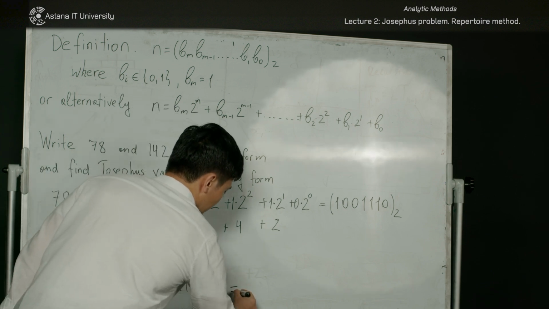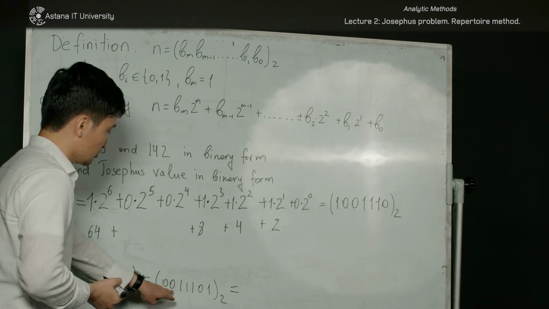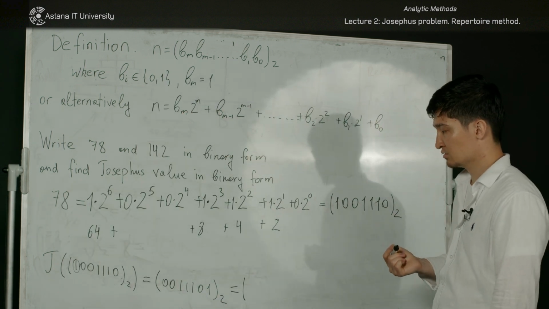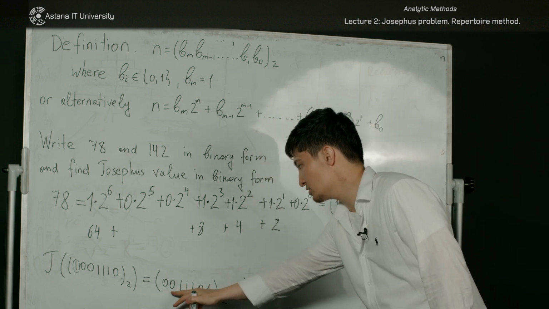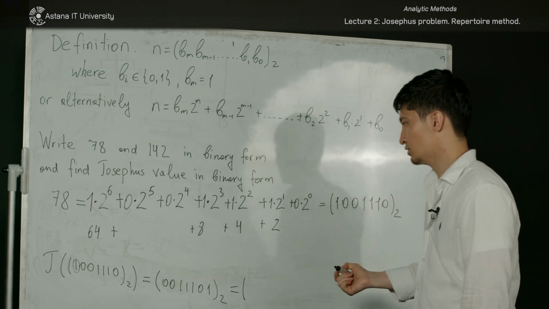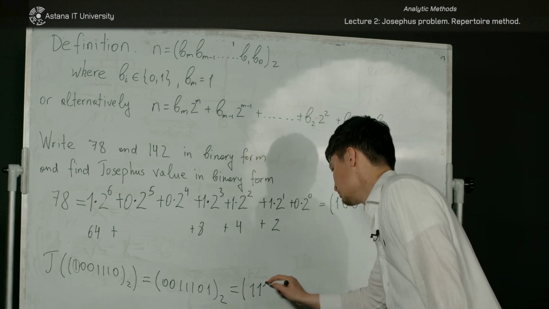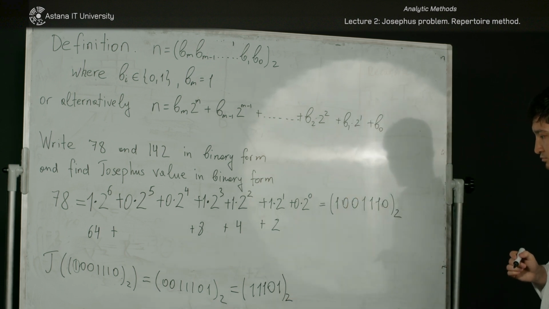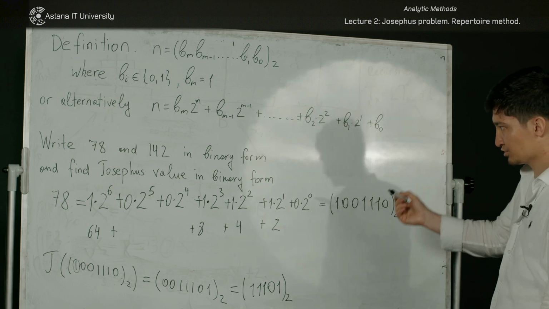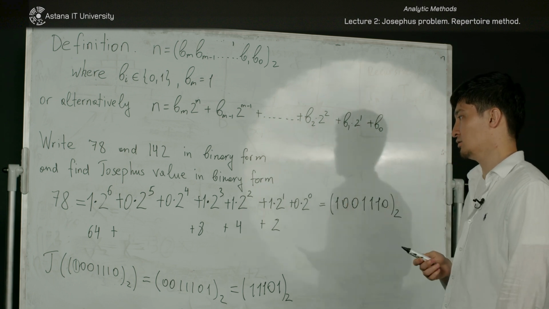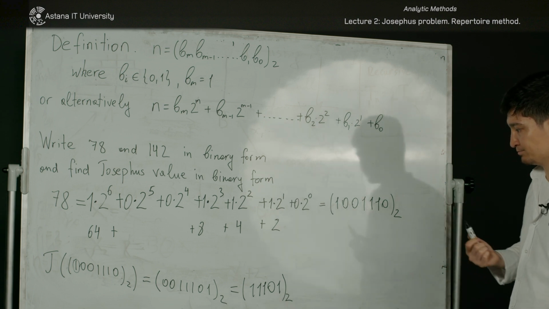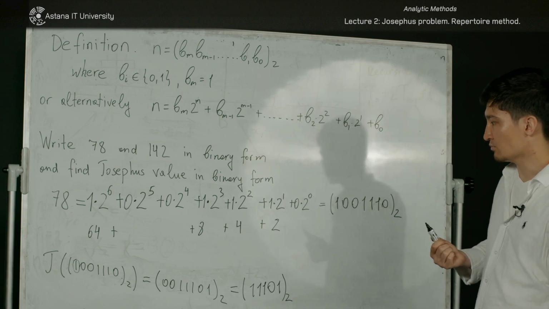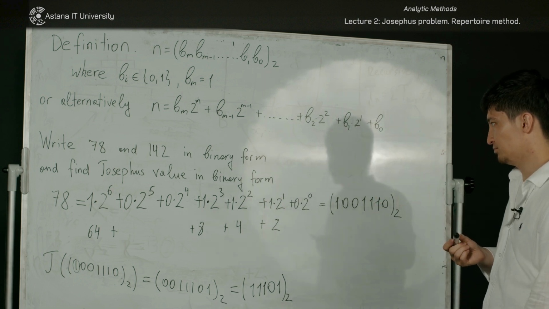Now I can drop these 2 zeros at the beginning, because we want to start our binary numbers with 1, and in this case these 2 beginning zeros do not carry meaning. I will drop them and write it like this. So this is the Josephus's value of this binary number. Now let's check if it actually corresponds to the Josephus's number of 78.